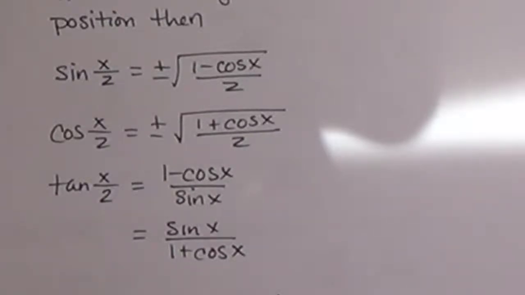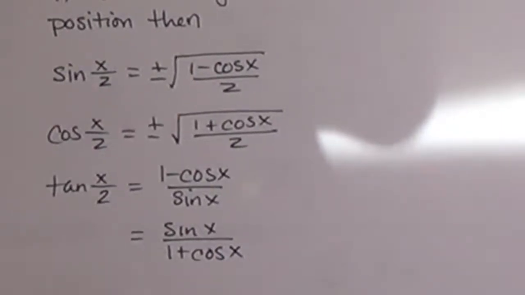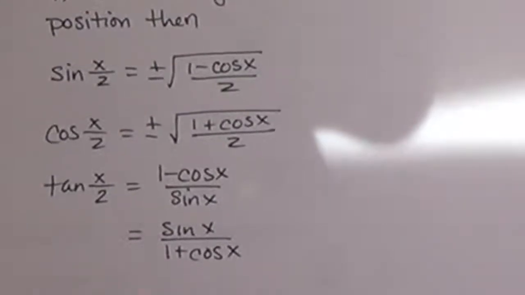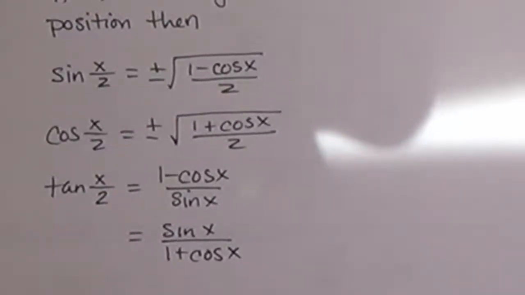Okay? All of these, you will notice that on the left side of our equations, it's an x over 2, so we're looking at half of whatever the angle x is. And on the right side, all of our functions are in terms of x, so these are the values that we're given. The other thing to notice is that some of these have a plus or minus in front of them.